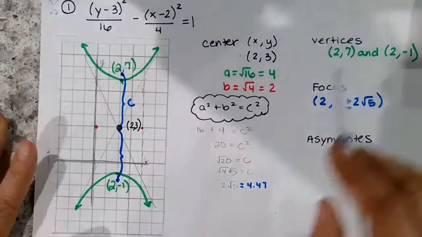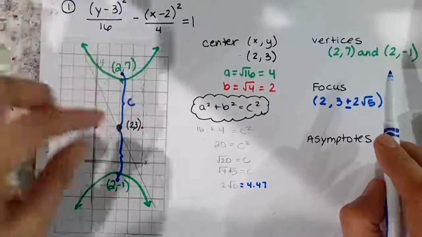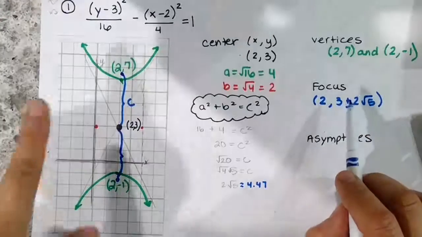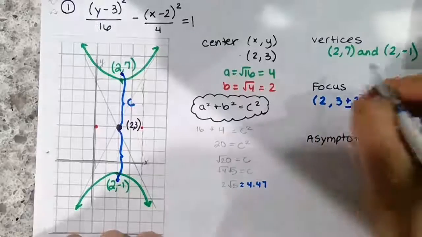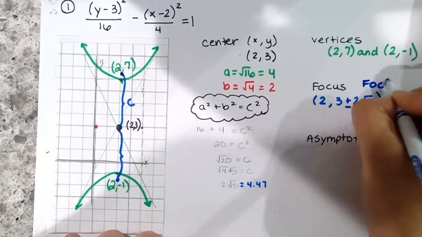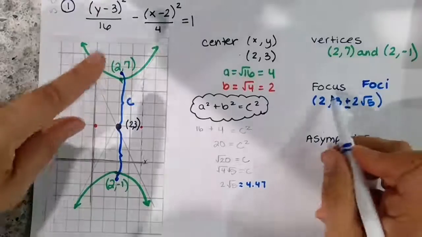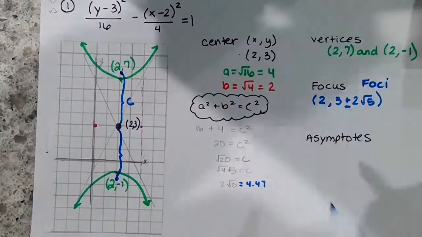Now you could actually simplify this and give a number answer for this coordinate, but usually that's how they'll write it. Okay, so we've got vertices, we've got the focus points, and again, the plural form of focus is foci. One focus point, two foci.